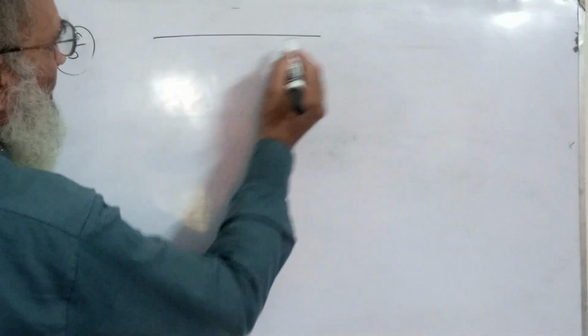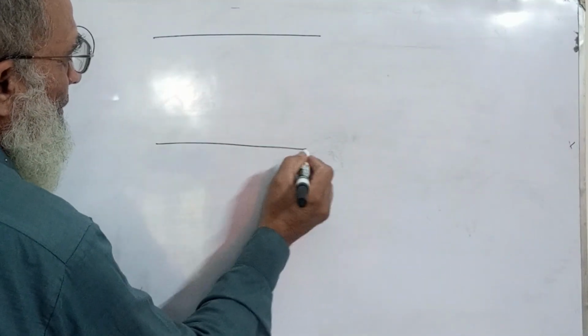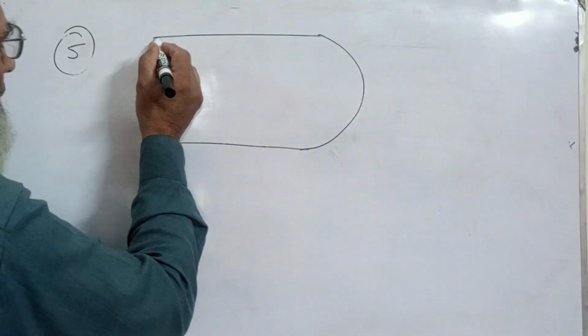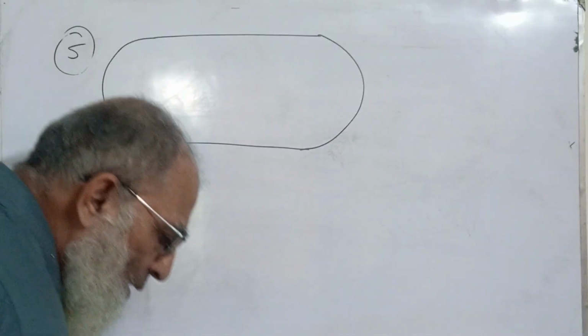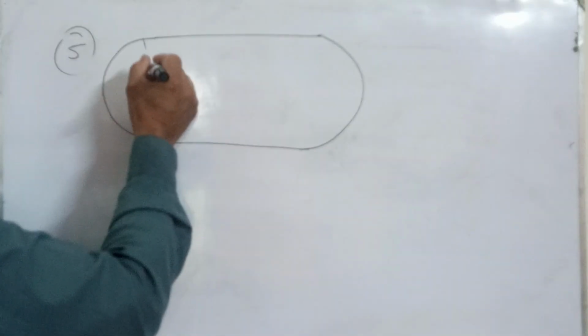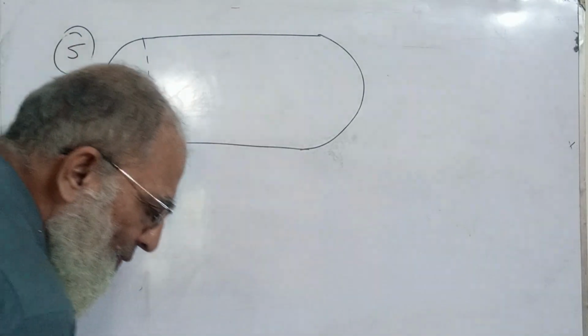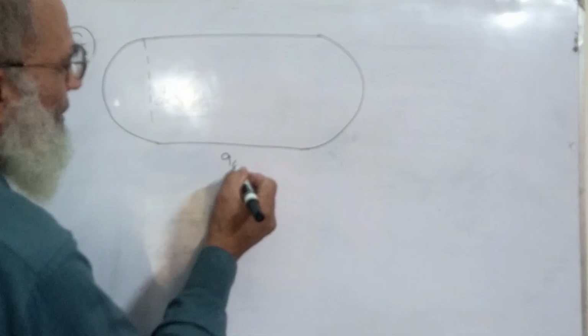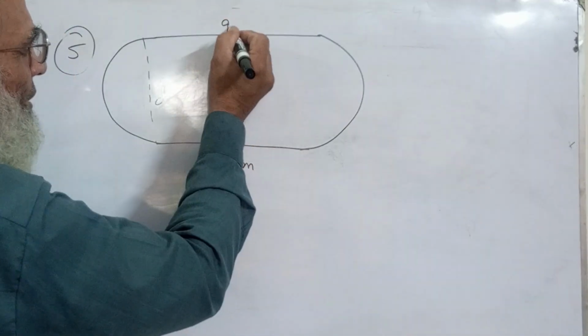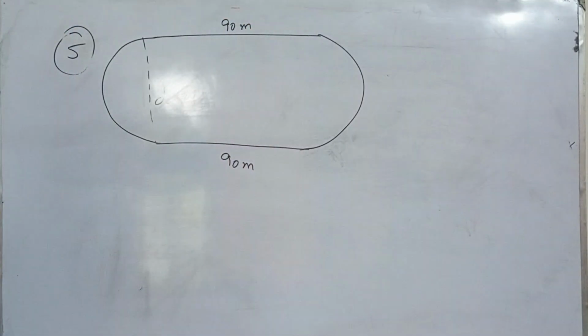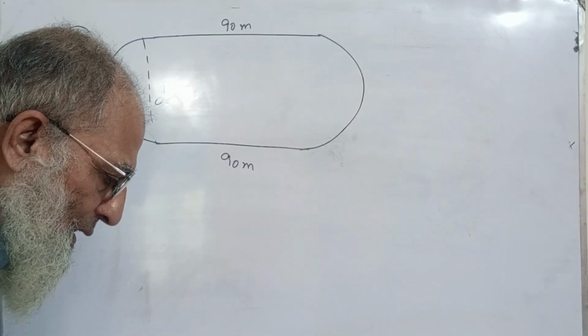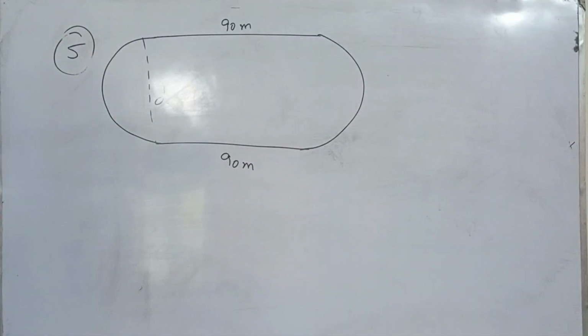Question number 5. Again, a geometrical figure. This is the diameter of the half circle, D. This is 90 meters. Nothing else is given. A diagram shows a running track of length 400 meters.